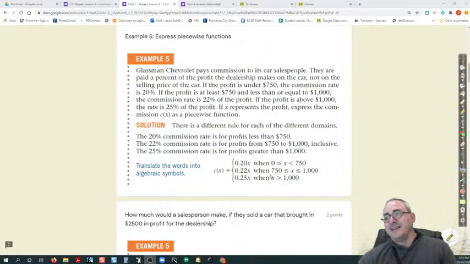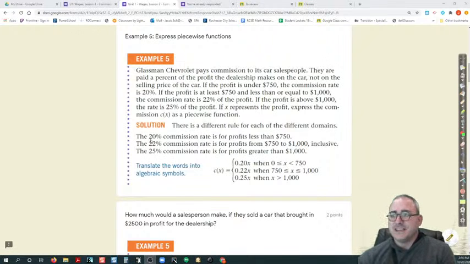But when the domain is between $750 and $1,000, then this part of the function goes into effect. But when x is greater than 1,000, this part is in effect. So let's talk about that. So the solution is that we're going to have a piecewise function with different rules for each of the different domains. The domains are the ranges of x, the different x values, right?